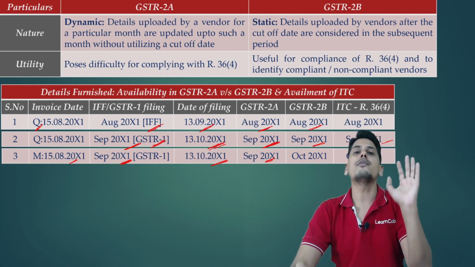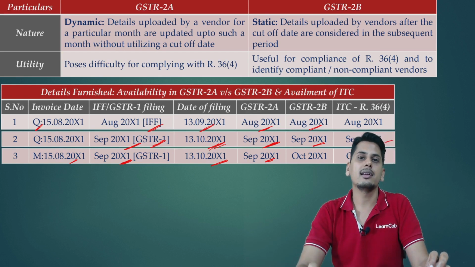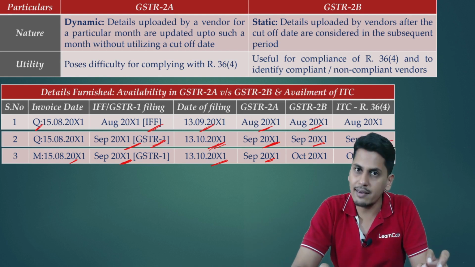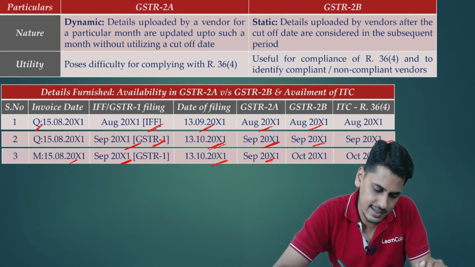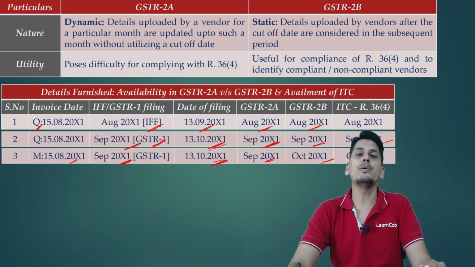Now, let's have a look whether it will appear in 2B of October. To appear in 2B of October, the filing should have happened by 11th of November. Has it happened by 11th of November? The answer is yes, it has happened on 13th of October. So therefore, it would appear in 2B of October.